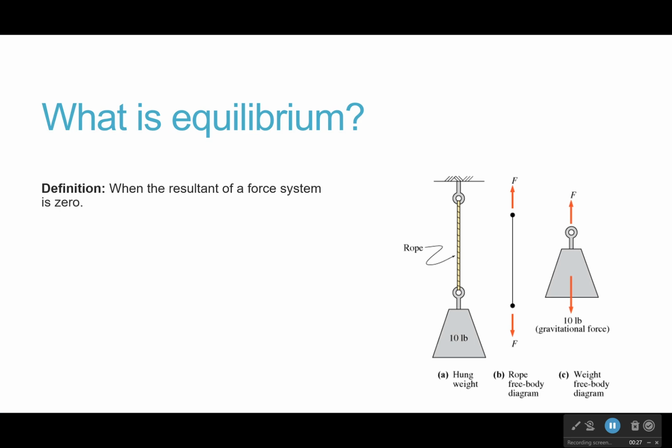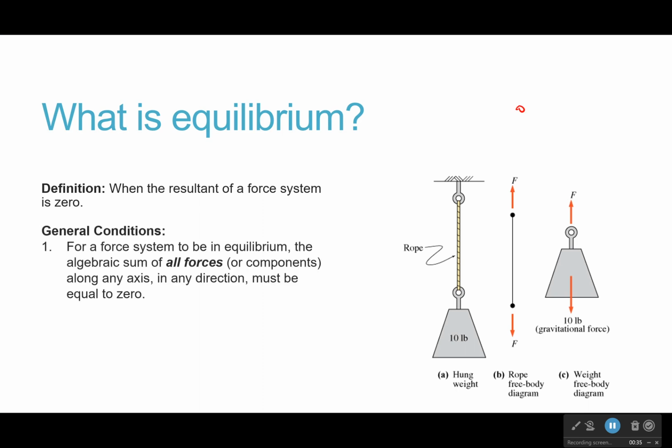So what does this mean? Well, it's when the resultant of a force system is zero. So we add all the forces together, and our resultant force is nada. It's zero. So for a force system to be in equilibrium, the algebraic sum of all forces along any axis in any direction must be equal to zero. So if we have a bunch of force vectors, they should end up back where they started if we add them all together. So the resultant force would be zero.